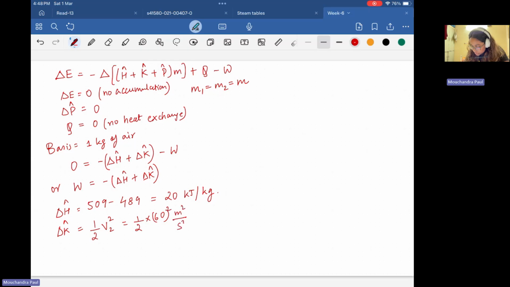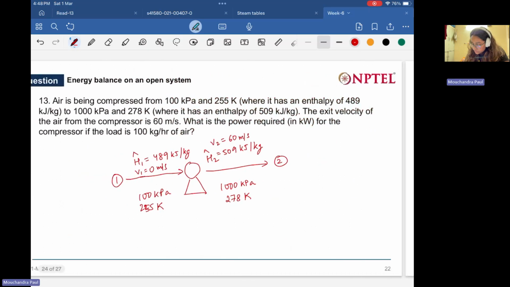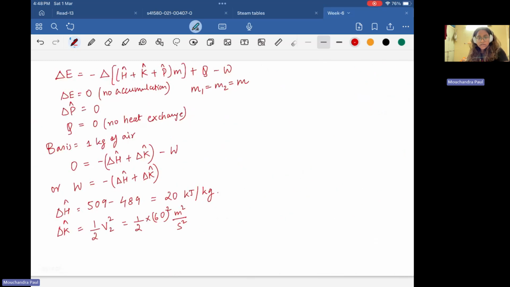by second squared. And since we have to do this calculation in the same units, that is kilojoule per kg, we have to convert it into kilojoule per kg. So 1 Newton is 1 kg meter per second squared, and 1 joule is 1 Newton meter, and 1000 joule is 1 kilojoule.